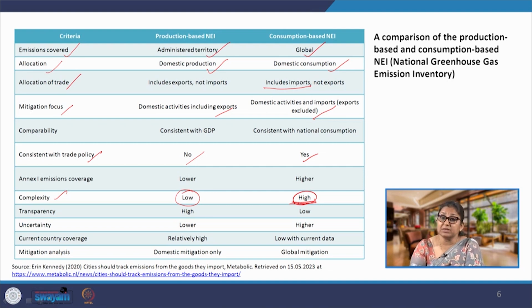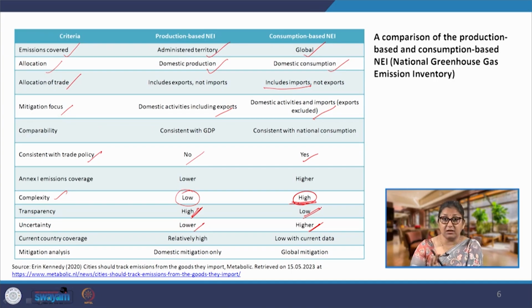Also looking at transparency, production based emission accounting has much higher transparency because there is greater control and it is easier to account for, while in case of consumption based it is much lower. And similarly, the uncertainties: because the transparency and trust is higher, the uncertainties are lower in production based, while in consumption based the uncertainties are much higher. And that is the reason why the world is going ahead with the production based emission calculations largely.